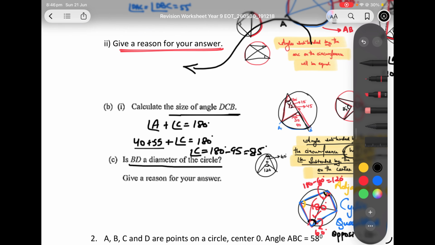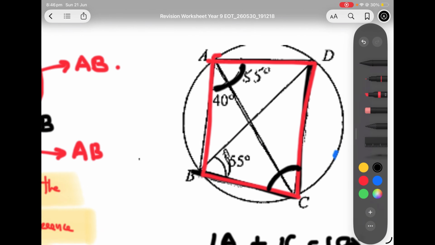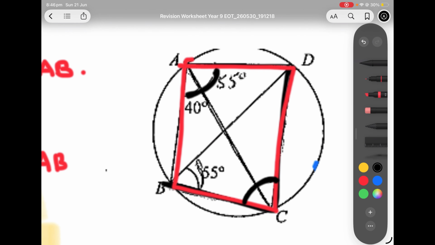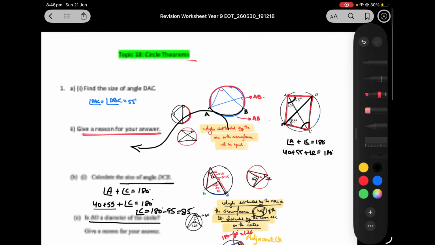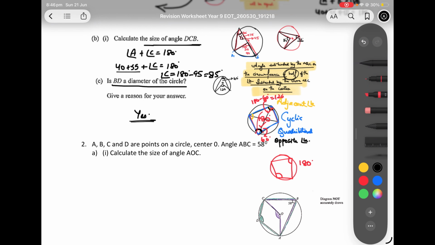Then it is asking whether BD is a diameter. Do you think BD is the diameter of the circle? We never know if BD is the diameter of the circle, right? So how would we say that? We have this particular theorem. It is joining the other two sides of the circle. So you can say yes, it is the diameter of the circle, or if it is not, you can just write no, it is not the diameter of the circle.